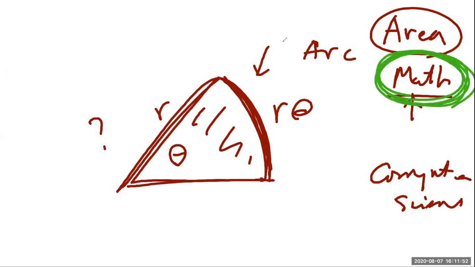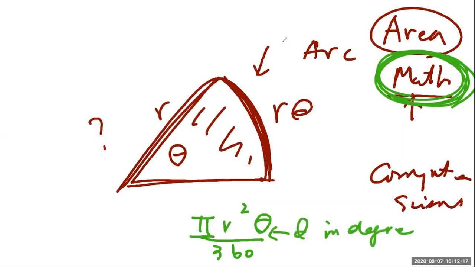Wait, I think I got it. Yeah, you got it. So what's that? Pi r squared times theta over 360. I did the proportion. Yeah, good. But actually, this one is because your theta is in degrees. If your theta is in radians, that will be half r squared theta.